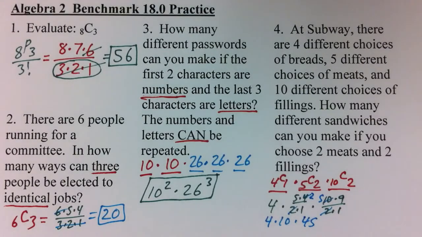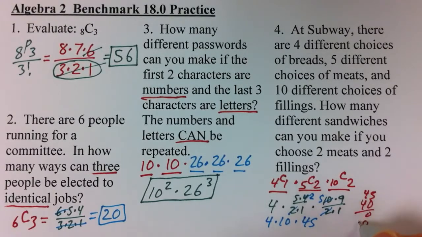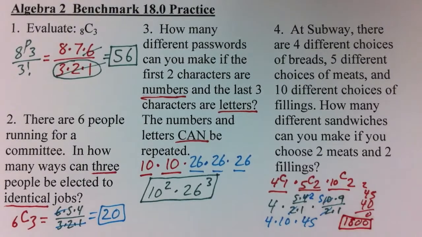And then when you do this, 40 times 45, when you multiply that, that's 0, so put 0 there. This right here is a 20, 16, 18. So it looks like my answer is 1800. Hopefully that makes sense.